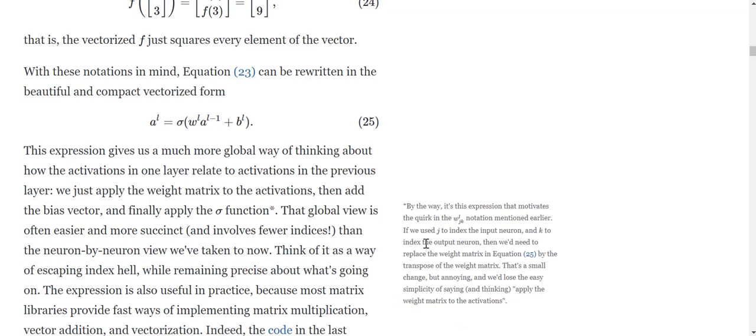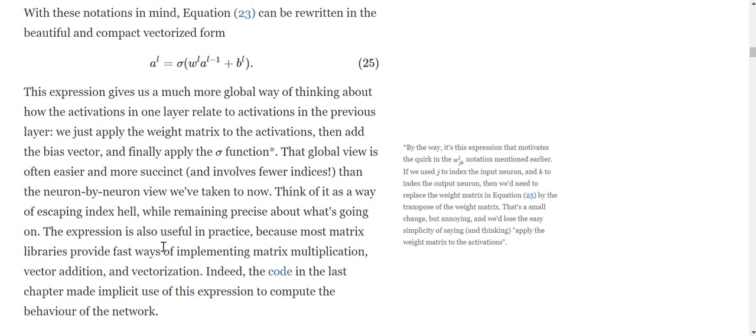So I think this is a good point, and in some places you might even see the transpose notation being used. Once you have the basic idea of what is really happening, I believe it will be easy to grasp anyway. That global view is often easier and more succinct and involves fewer indices than the neuron by neuron view that we've taken up to now. Think of it as a way of escaping index hell while remaining precise about what's going on.